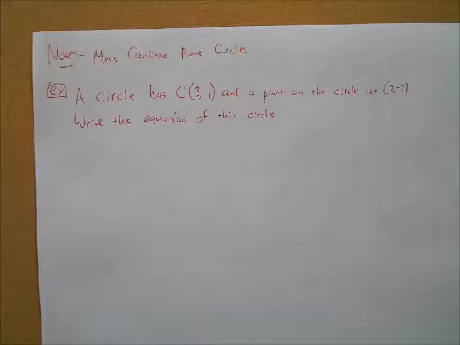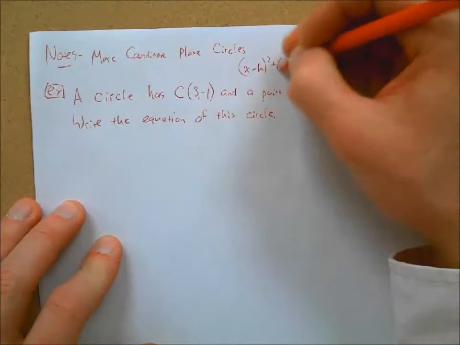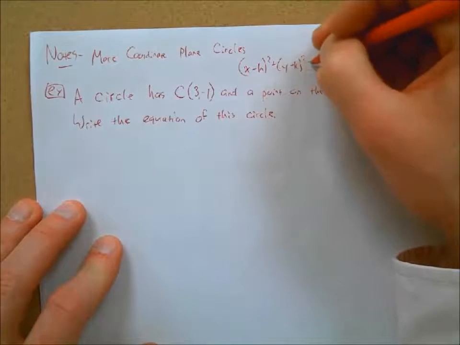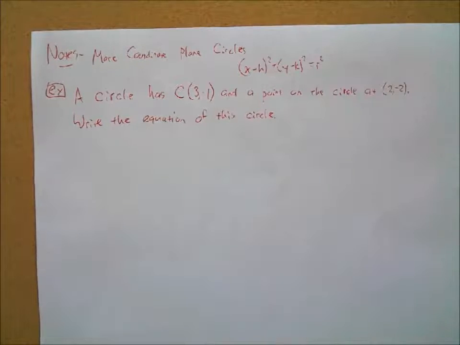Okay. Now remember, to write the equation of a circle, (x - h)^2 + (y - k)^2 = r^2. We need h, k, and r. That's what our goal is here. Do we have any of those pieces of information given to us already in this problem? Okay, we know what h and k are. What are h and k, Jackson?